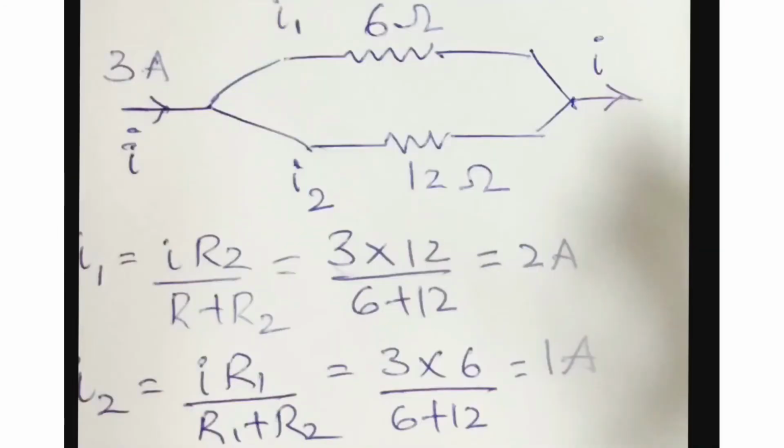Now let's go to resistors. Let us imagine a 6 ohm and 12 ohm resistors are connected in parallel and with a 3 amperes current flowing through the combination as shown in the circuit in front of you. You are asked to calculate the currents flowing through the first and the second resistor, 6 ohms and 12 ohms.